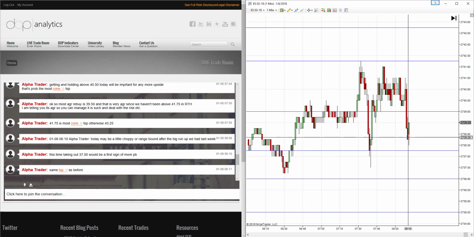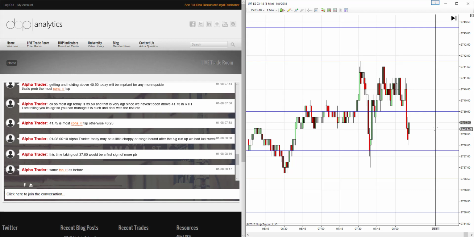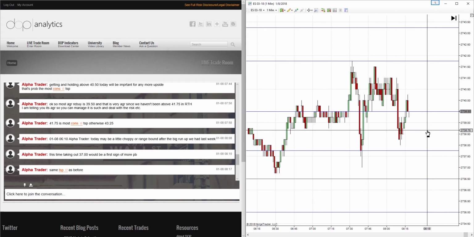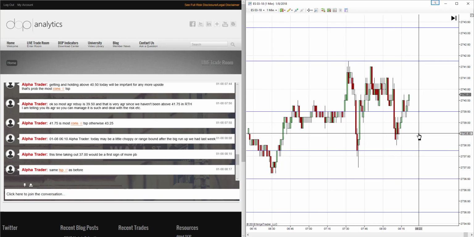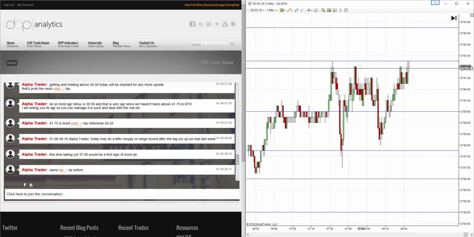This time, taking out 37 would be the first sign of more pullback. If we take out 37, it's just going to keep pulling back, but obviously we know now that it didn't. At 17, we're working our way back up, and it was mentioned that it's the same as before. Nothing's changed. We still have our levels to take profit at. As the market develops, if for some reason you didn't get filled here, which is possible, you would have been filled now. And if you re-entered, you would have been filled again.